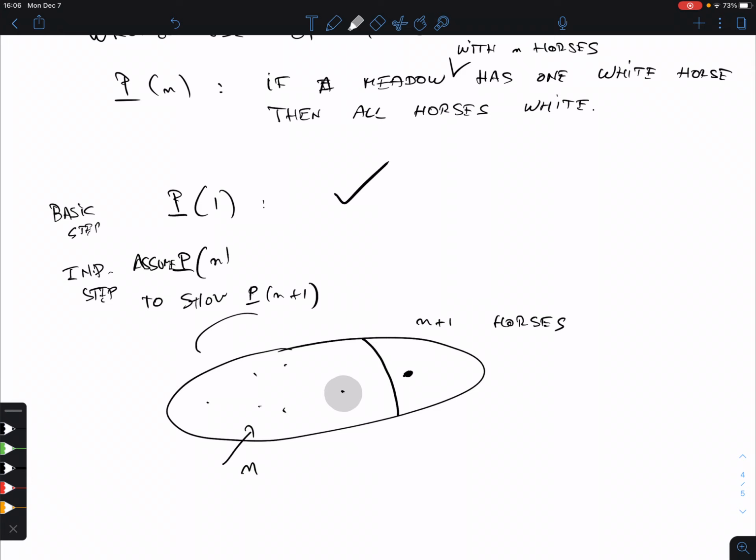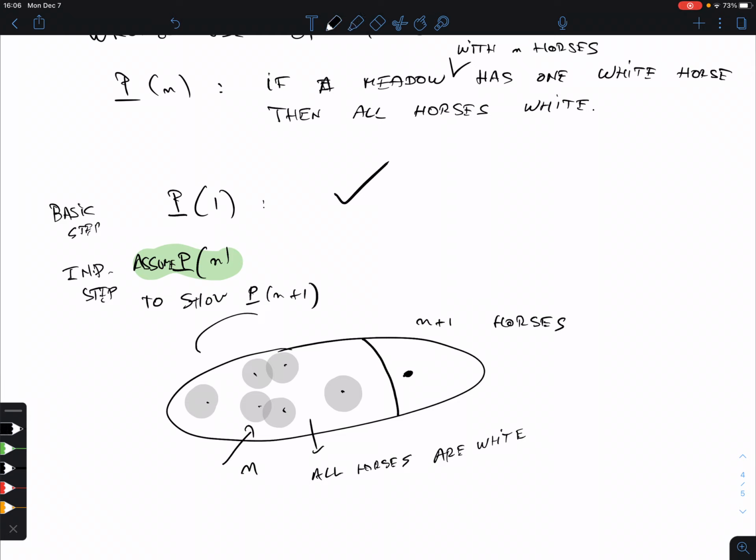Assume Pn. We know that Pn is true. We're assuming Pn, and that includes, therefore, all horses are white in this meadow. Okay, so this means now not one of them, but all of them. So here we are, they're all white. Now, what about the last horse?